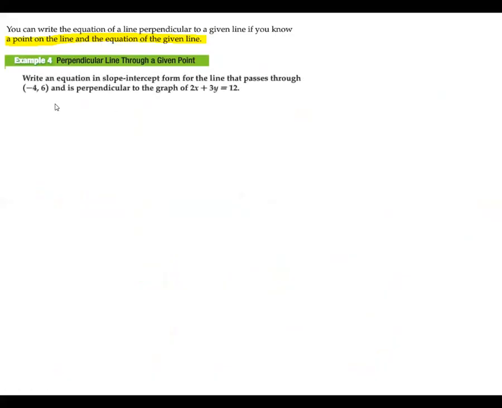Okay, you can write the equation of a line perpendicular to a given line if you know a point on the line and the equation of the given line. Similar to how we did parallel, but we just have to do a little thing with the slope. So write an equation in slope-intercept form. Notice slope-intercept. For the line that passes through (-4, 6) and is perpendicular to the graph of 2x plus 3y equals 12. Step 1, find the slope of the given line.